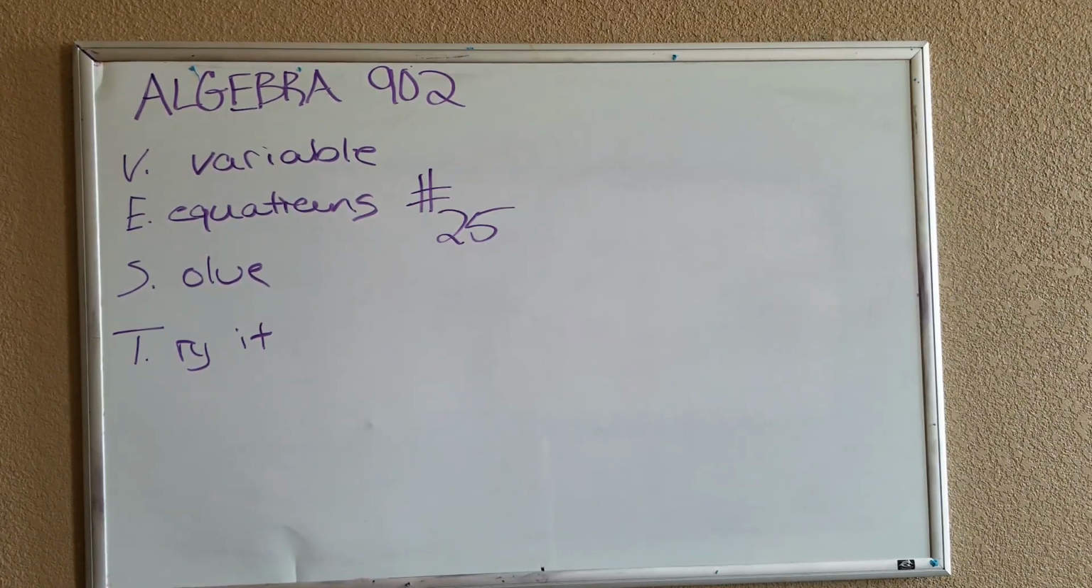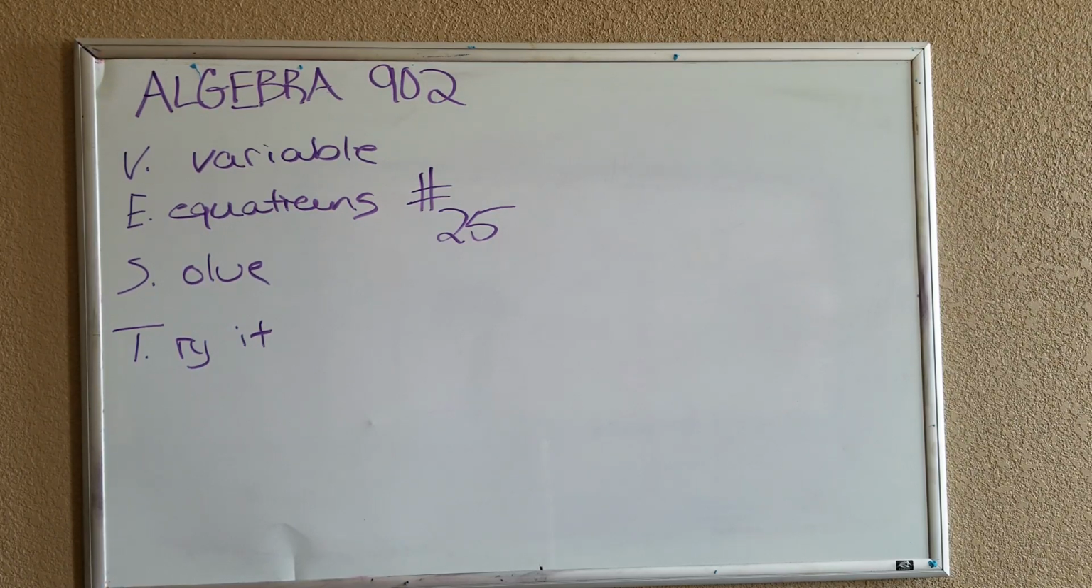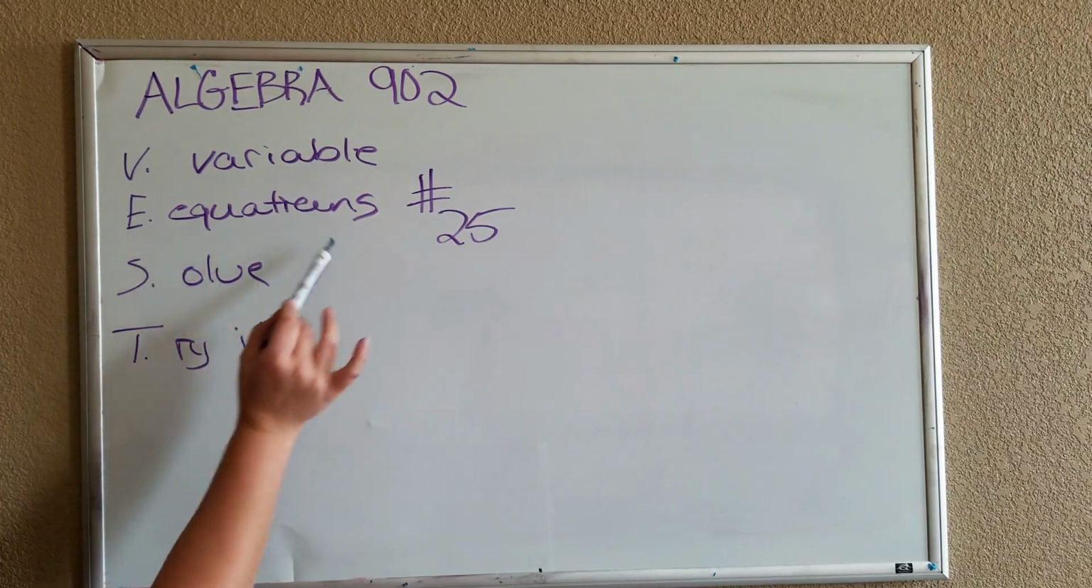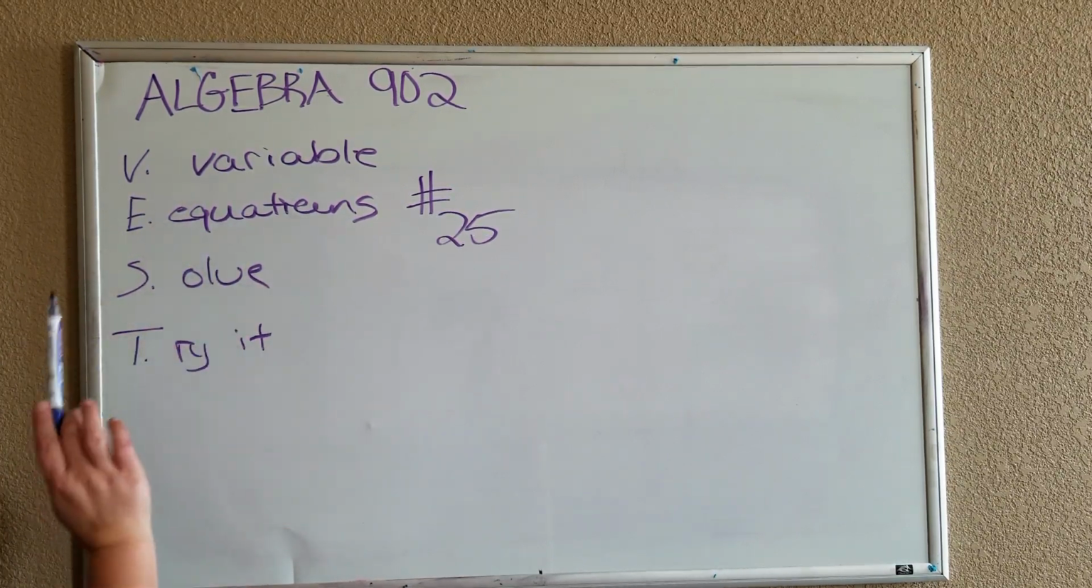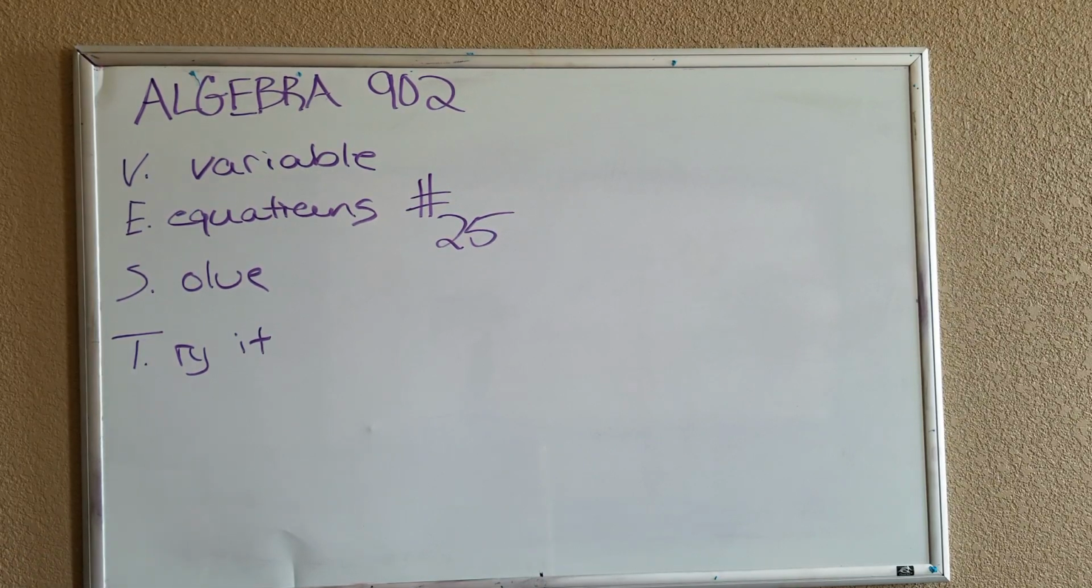All right, problem number 25 is a big problem. You guys are going to have no problem though, but you have to show all your steps of variables and equations, even though it's misspelled. Ignore that. Solve and try it. So your first step is to assign your variables.